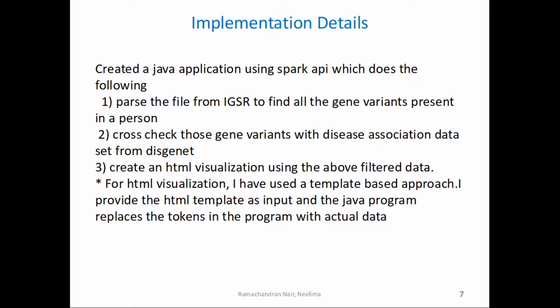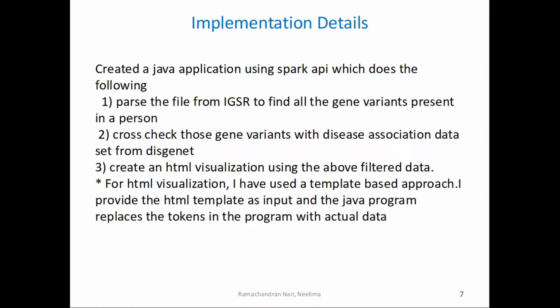So how did I implement it? Basically, I created a Java application which on a high level does these things. It parses the file from IGSR to find the gene variants present in a single person. Then it cross-checks those gene variants with disease association data from DisGeNET, and after filtering and creating the filtered data, we use this data in an HTML file using the template approach.